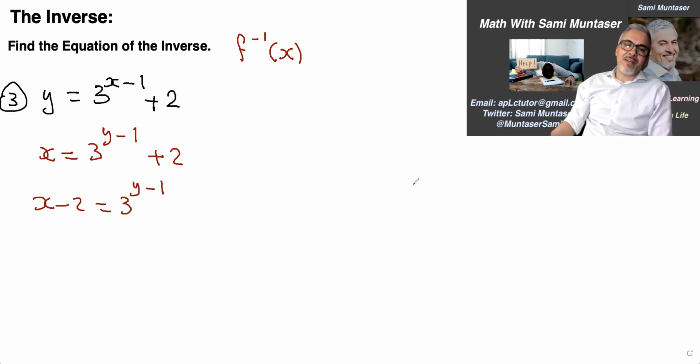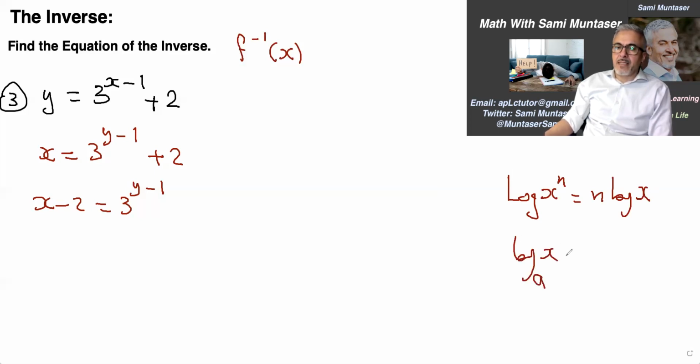Now, one thing here you need to know is the log rules. So log of x to the power of n becomes n log x. And log base a of x equals b is the same as x equals a to the b. So I don't know which ones of these I'm going to need.